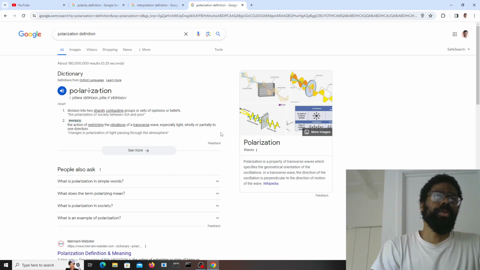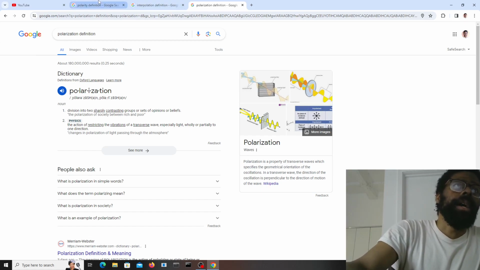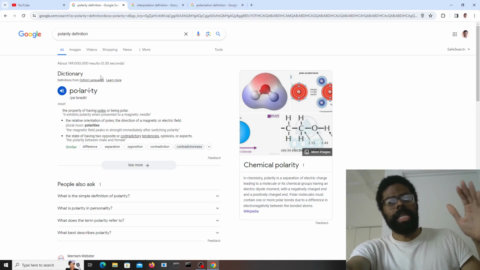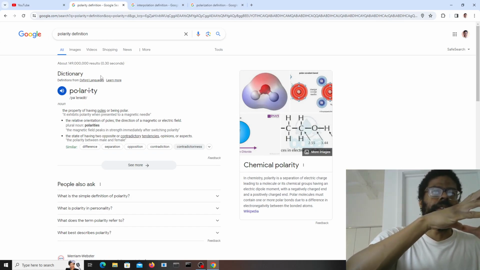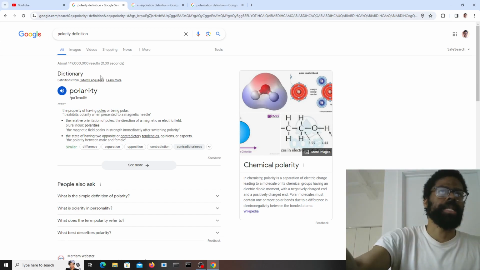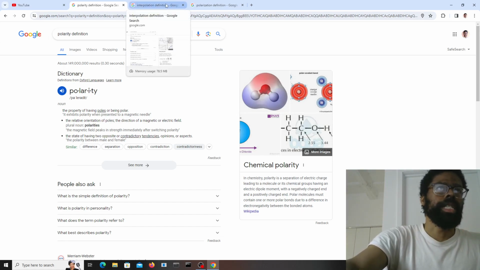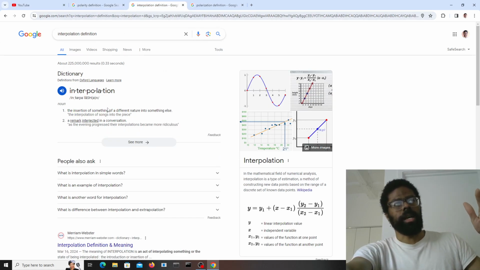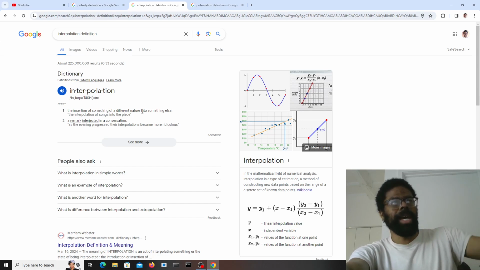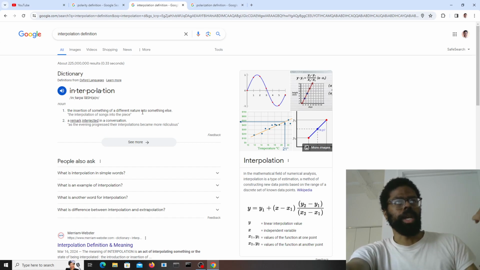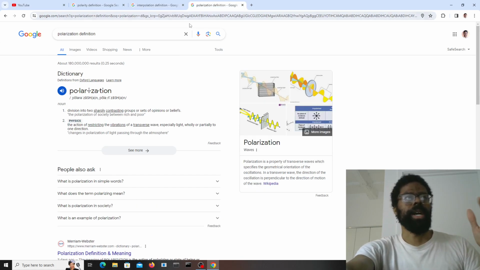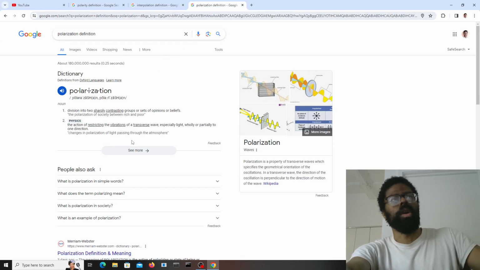So basically, those are the three things. The main thing is polarity, which is the state of being opposites, to simplify it. Then interpolation is sort of like a method. Interpolation is a method of using polarity in human applications, right? And basically polarization is the goal of interpolation.